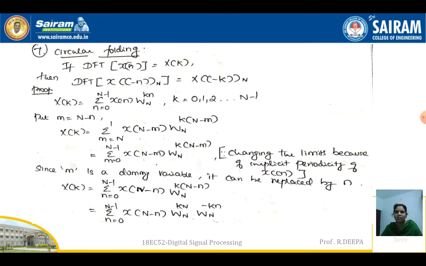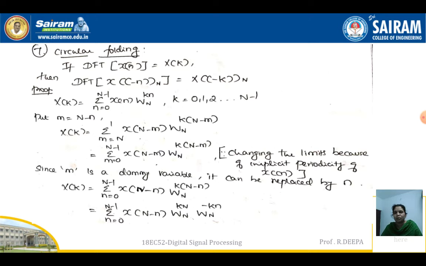So if the sequence is folded and I am going to find the DFT of the folded sequence, it must be equal to X((-k))_N, with circular shift. That is, if the sequence is folded, then the DFT is also a folded one. That is what we are going to prove here.